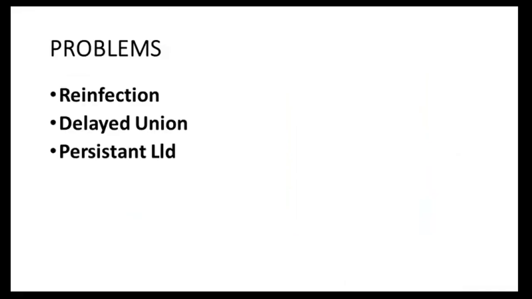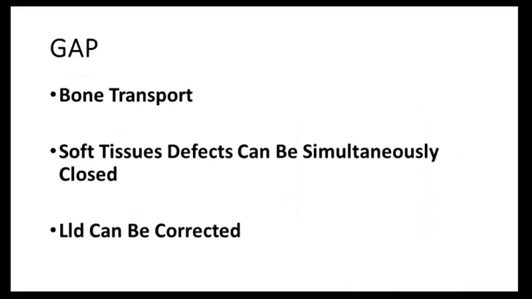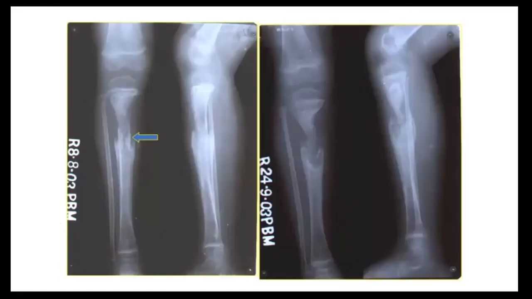But there are some problems, like there are chances of reinfection. Delayed union is pretty common with this. And of course, persistent limb length discrepancy. So my choice of treatment is bone transport for gap. Because not only is the bone gap filled, but you can even close soft tissue gaps. And of course, you can correct limb length discrepancy.